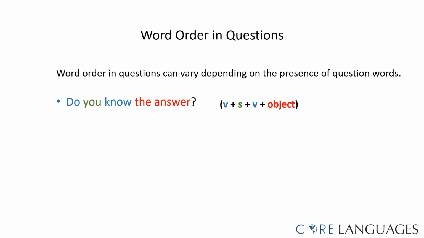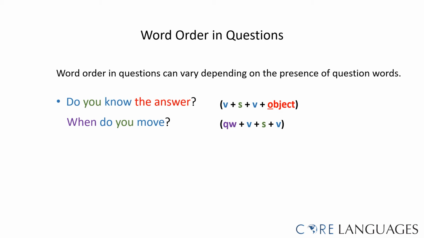If we want to use a question word and the auxiliary verb to do, then the word order changes slightly. For example, when do you move? Question word, verb, subject, and verb.